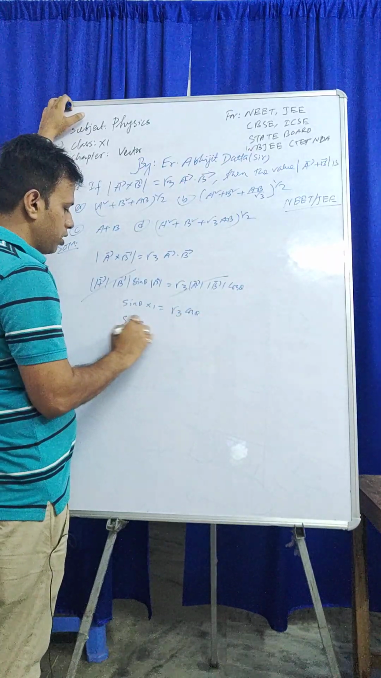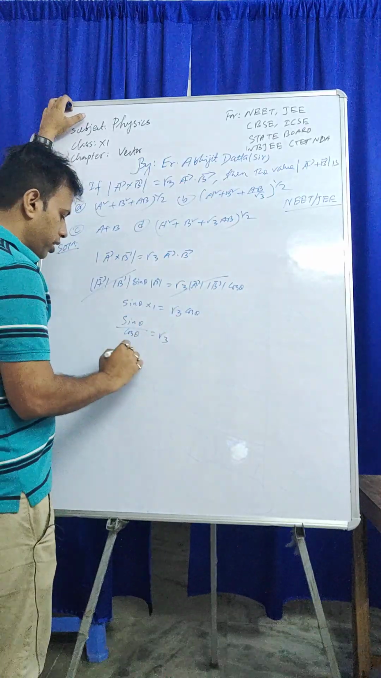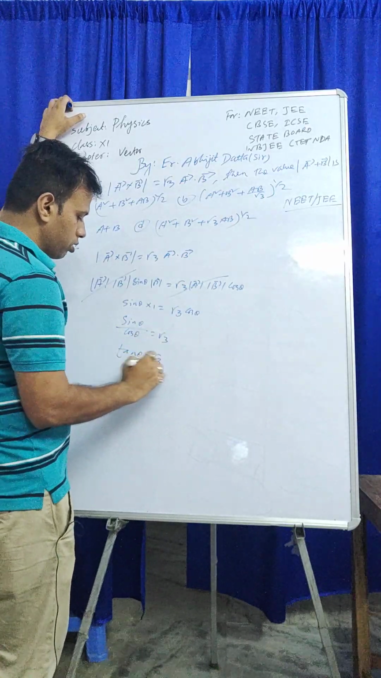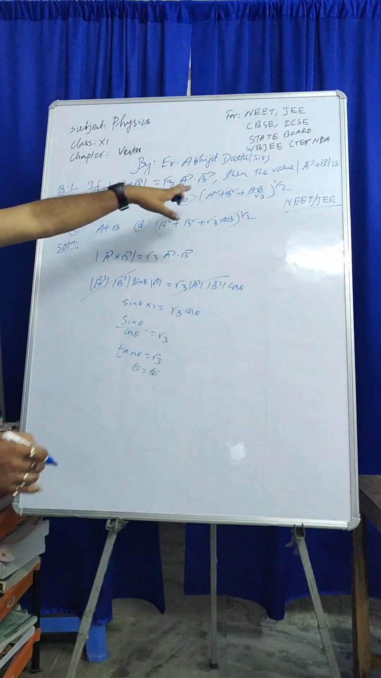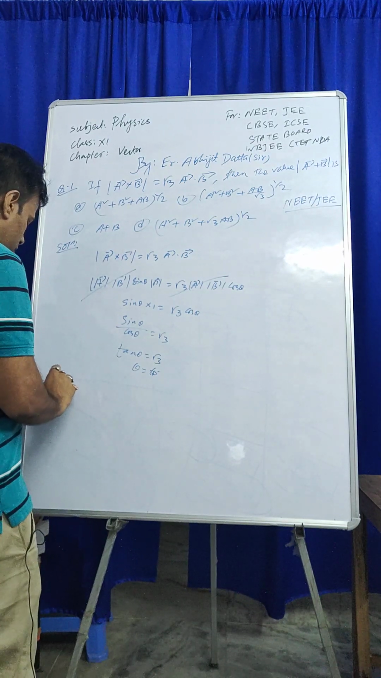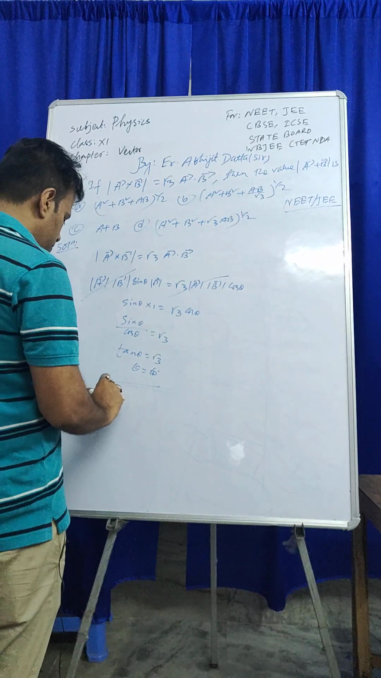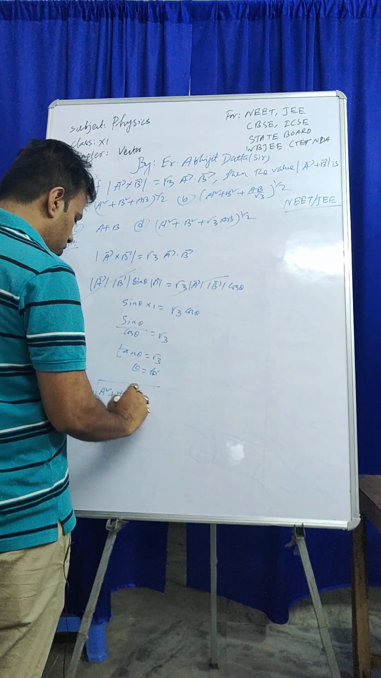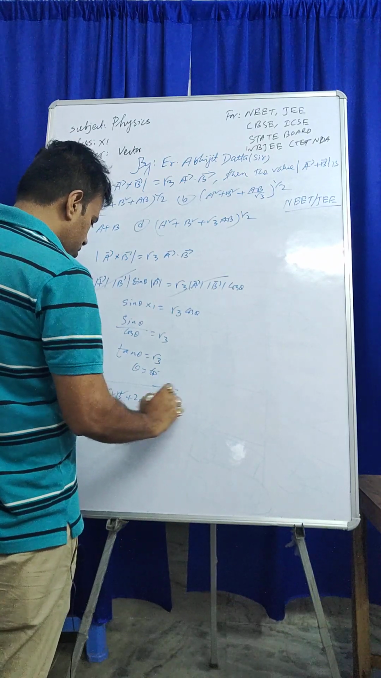So sin theta by cos theta is equal to what, sir? Root 3. So tan theta equal to root 3, theta equal to 60 degree. Okay, now we have to find out the value of mod of A plus B. So how can I find it? A plus B, we can write root over A square plus B square plus 2AB cos 60.